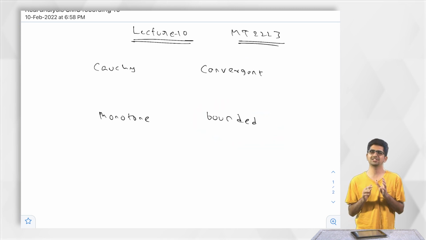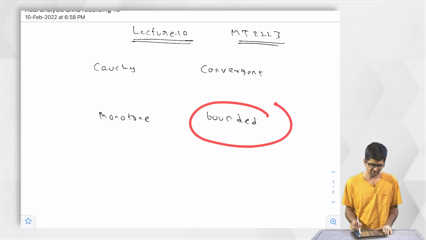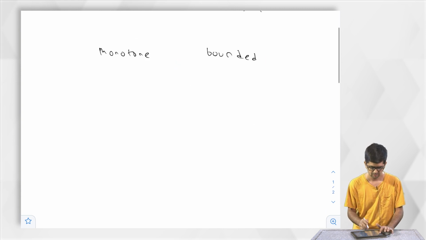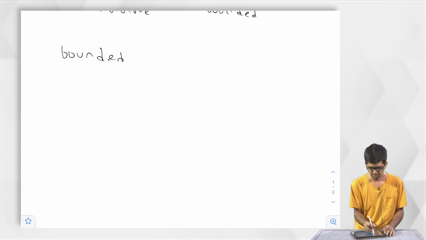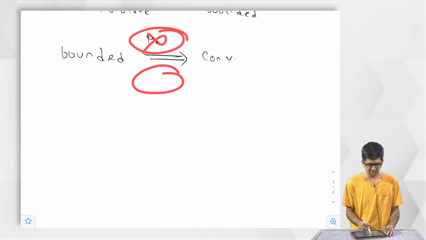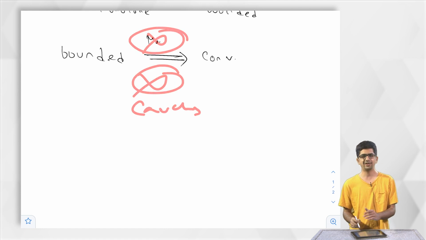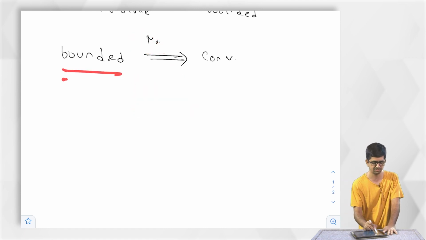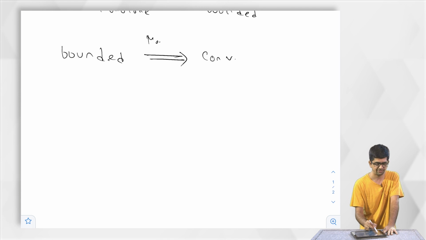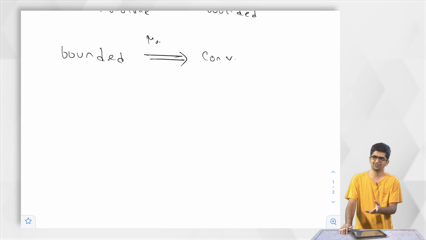So the question is simple. Suppose I start with a bounded sequence. How far can I go towards looking for convergence? If it is monotone, then we already have convergence. If it is not monotone, or if it is not Cauchy, how far can I reach towards this sequence being convergent? Now we know we have examples for which bounded sequences are not convergent, so that's not what we are expecting. Let us keep this question in mind and see how far we can reach.